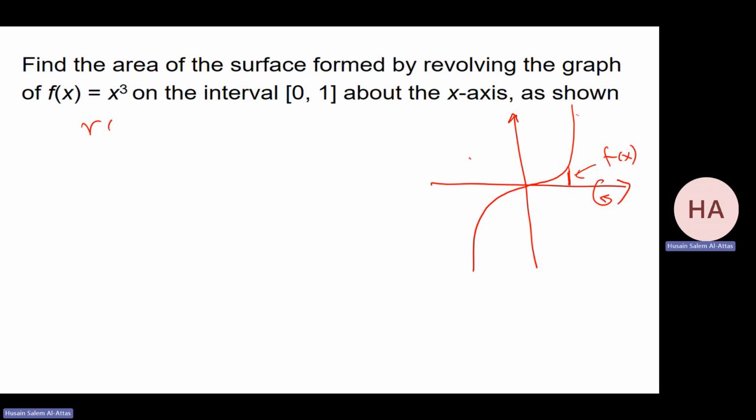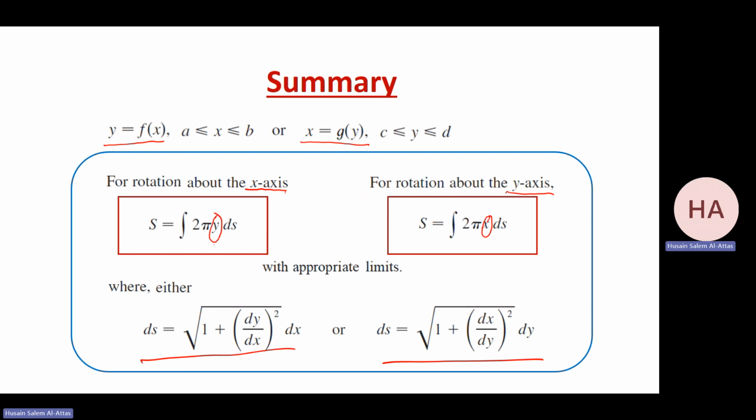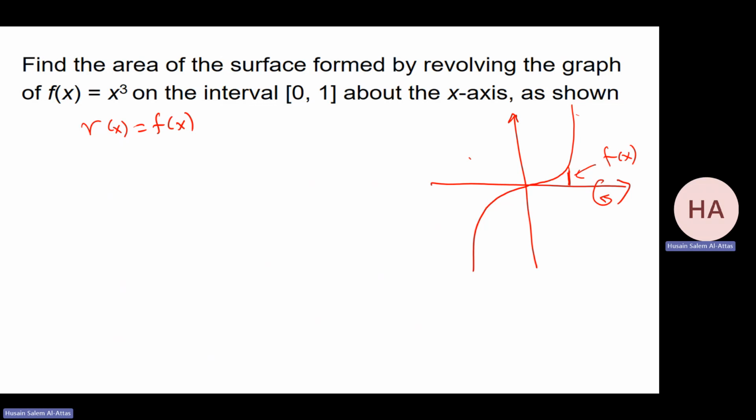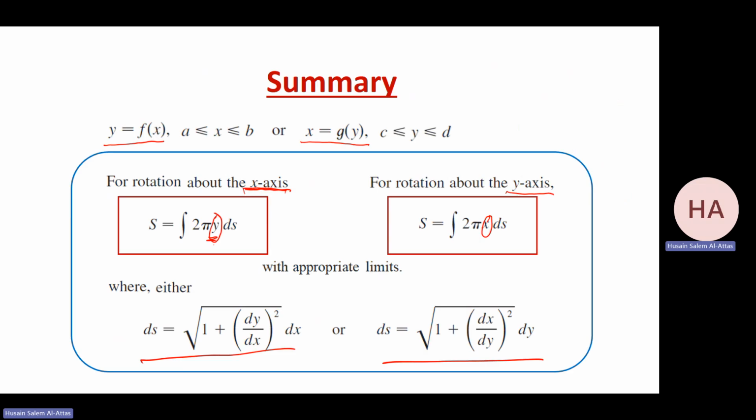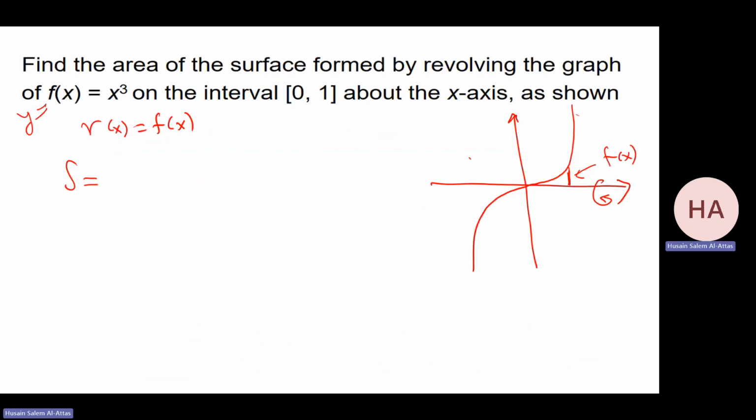So r of x equals f of x in this case. Or I can use the other way. I have the rotation about the x-axis, so I'll put y, and what is y? Y is f of x, the same thing. So my S will be the integral of 2 pi times, from a to b, which is 0 to 1, r of x, which is f of x, square root of 1 plus f prime of x, all squared, dx.